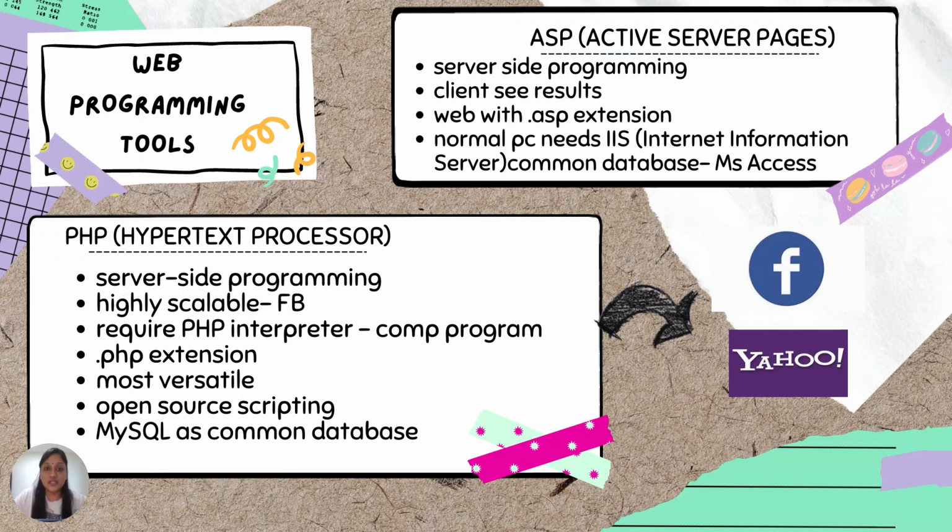Active Server Pages, ASP, is a tool that can be used in server-side programming where clients can see the results. It always appears with an .asp extension. On a normal PC, if you want to do programming using the ASP tool, we need to install Internet Information Server in order to use ASP. And the most common database used with ASP is Microsoft Access.